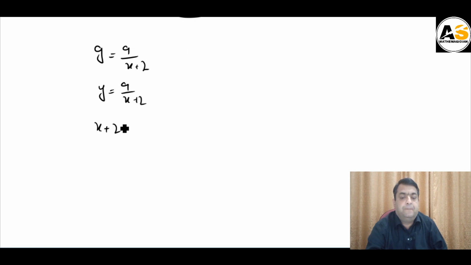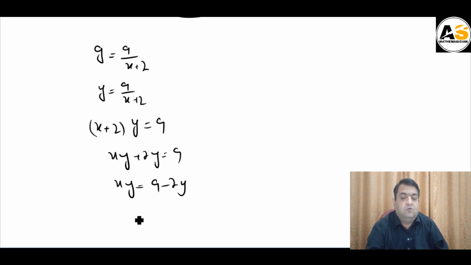x. Remember the procedure: xy plus 2y is equal to 9, xy is equal to 9 minus 2y, and x is equal to 9 minus 2y over y. This was the first step. We replace g by y and then we solve this equation to find the value of x.